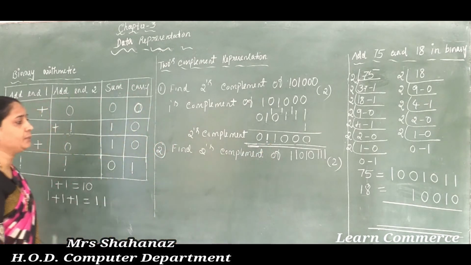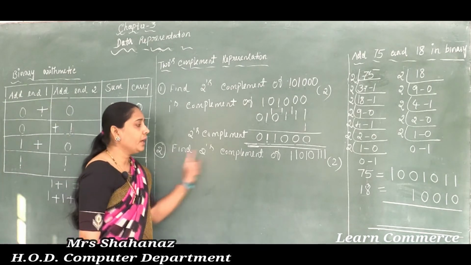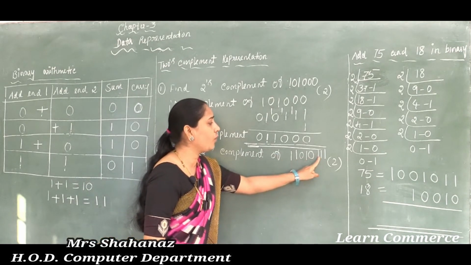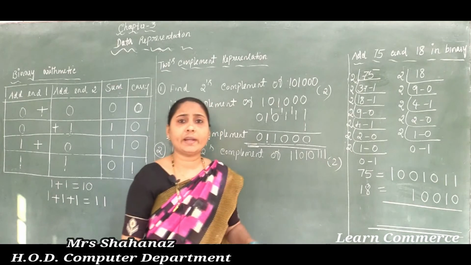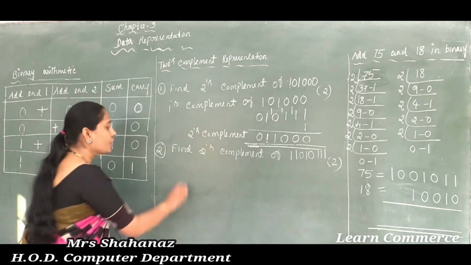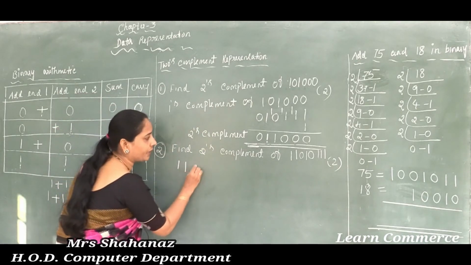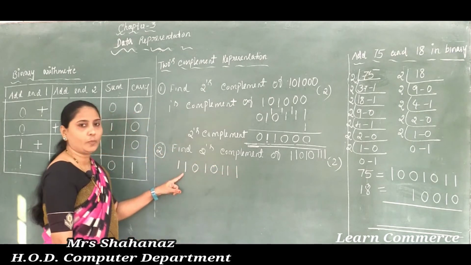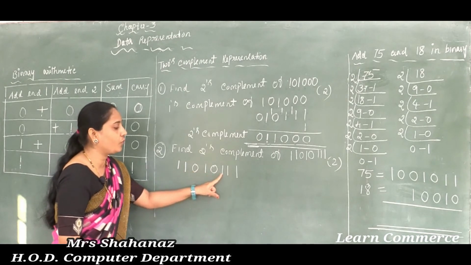Now let's complete another question. Find the 2's complement of 1 1 0 1 0 1 1 1. Okay, so this is the question, and we need to find the value of the 2's complement of the binary number. So what about the first step? As we know, first of all we need to take the question. The question is the 1's complement, correct? Now the question is 1 1 0 1 0 1 1 1.